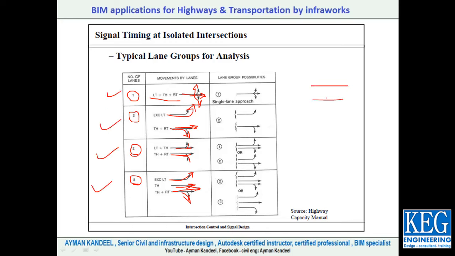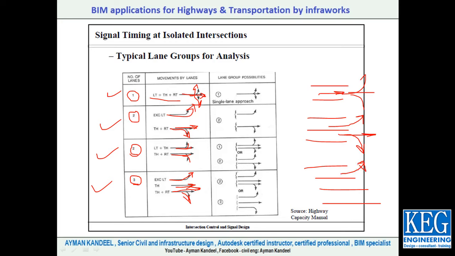Say if you have 1 lane, then 1 lane controls 3 movements in 1 direction. If you have 2 lanes, in this direction you can go 1 separate for left and 1 for straight plus right. But if you have 3 lanes, 1, 2, 3, you can go 1 left separate, 1 straight, and 1 straight plus right. Okay?